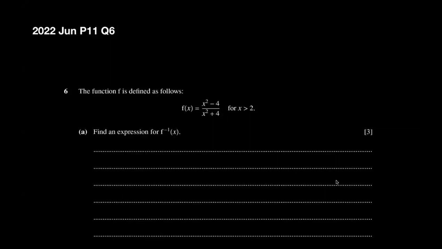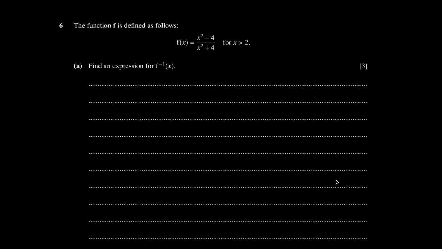June 2022, first variant, question number 6. So let's look at the question. The function f is defined as follows. This is a function f of x, and it has a quadratic expression at the top and a quadratic expression at the bottom. And what else is there? The domain is x is greater than 2. First part, find an expression for f inverse x.